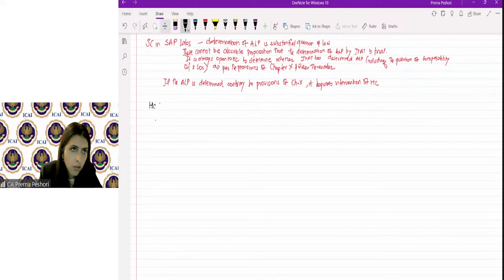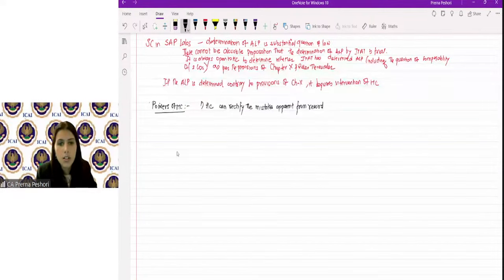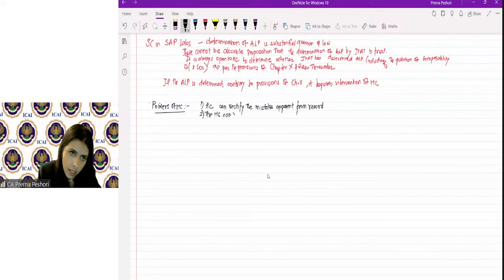Powers of High Court. The High Court can rectify the mistake which is apparent from record. The High Court can review its order.